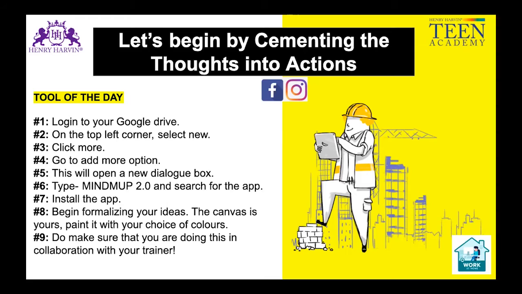Simply, you have to go to your Google Drive, and on the top left corner, you have to select the New button, click on More, and go to the option called Add More Options. When you go to this option, it's going to open up a new dialog box wherein you need to type MindMup 2.0 and search for the application. You have to install the application and then begin formalizing your ideas. The canvas is yours, paint it with the colors of your choice, and do make sure that whatever you're doing in it is a collaboration with your trainer.